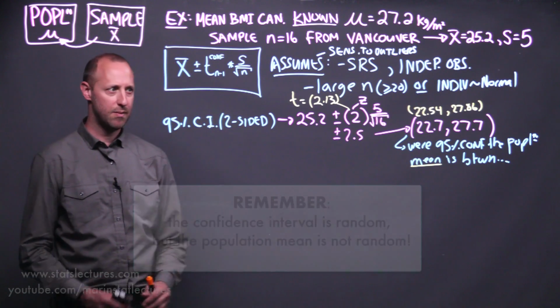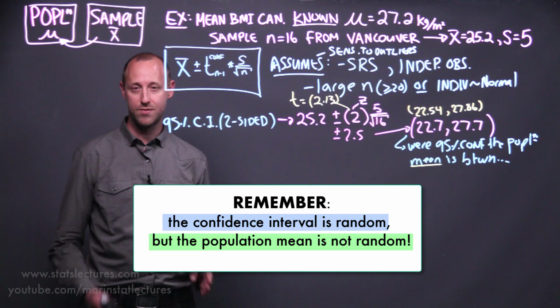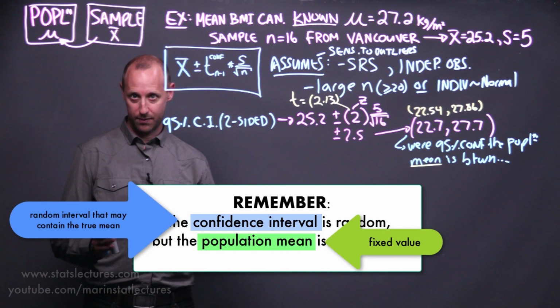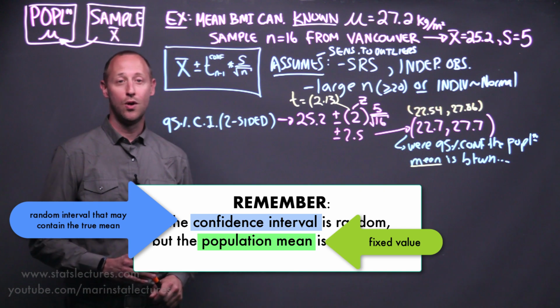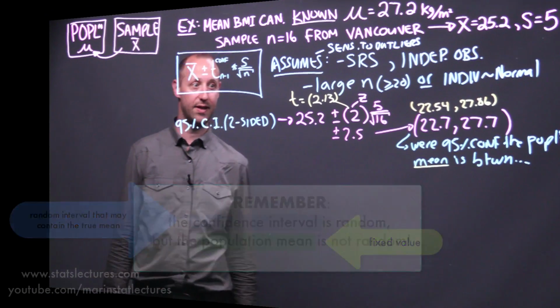Again, it's important to remember the interval is random, the population mean is not. So we think of that as a fixed value. Our confidence interval is the random one, and it ends up containing the true mean or not containing the true mean. We're not actually sure if it does. We can only say we're 95% confident that it does.